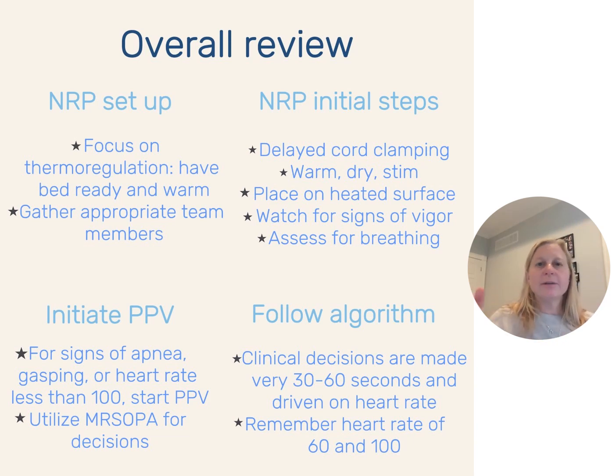If you need 2 quick numbers to remember, it's going to be that 60 and 100. If your heart rate's less than 100, we need to fix our ventilation. If your heart rate's less than 60, we need to fix our heart rate with compressions and medications. If you can focus on those 2 things, you've really been able to take away those key learnings from NRP and put them into any code situation, whatever that might be.